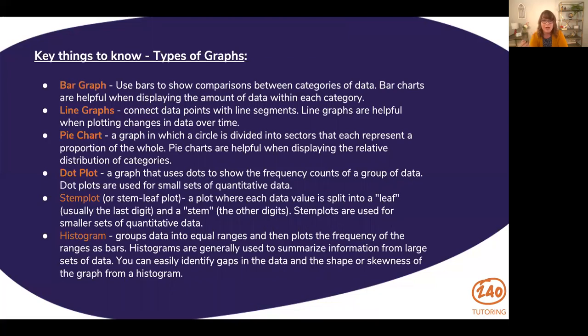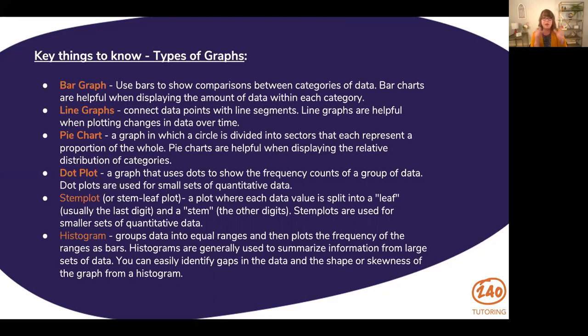So a bar graph uses bars to show comparisons between categories of data. A line graph connects data points with line segments. Good thing to know about line graphs is they're great for showing changes over time. A pie chart is a graph where the circle is divided into sections to show proportions of that whole.